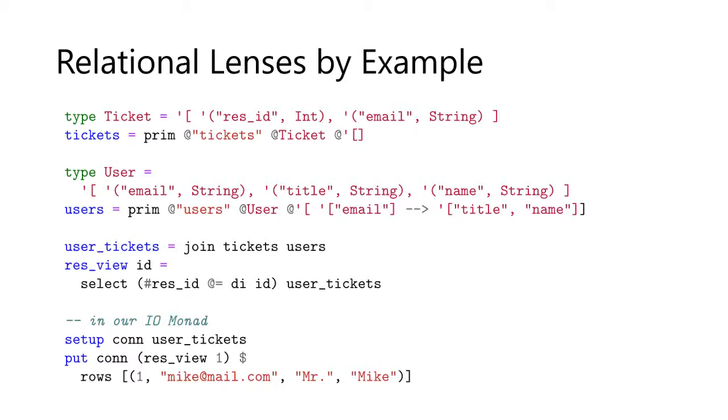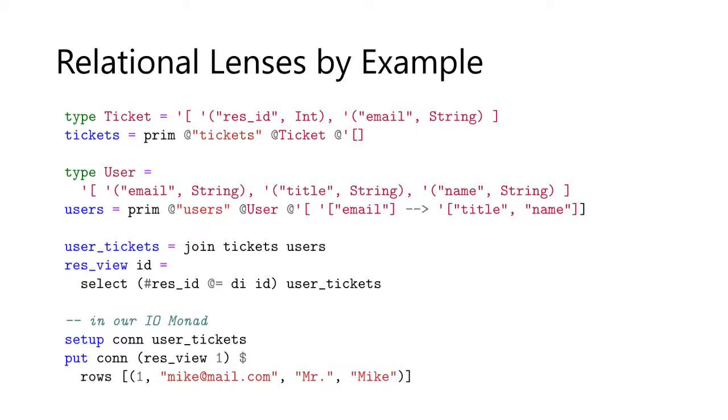We define 2 tables. The tickets table contains 2 columns for the reservation ID as well as the email address. This table doesn't require any functional dependencies. We also define the table users, which has 3 columns, one for the email address, name, and title. This table requires a single functional dependency going from the email address to the other 2 columns, specifying that the email address uniquely identifies a name and a title.